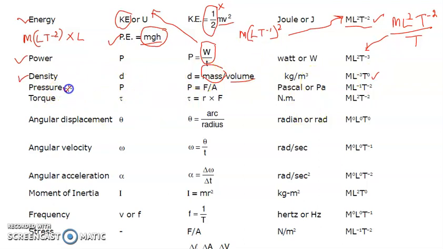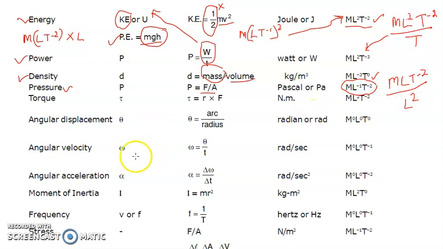Pressure is equal to force acting per unit area. Force has the dimension MLT minus 2, and area would be L square. So MLT minus 2 upon L square will lead us to the formula M L minus 1 T minus 2.